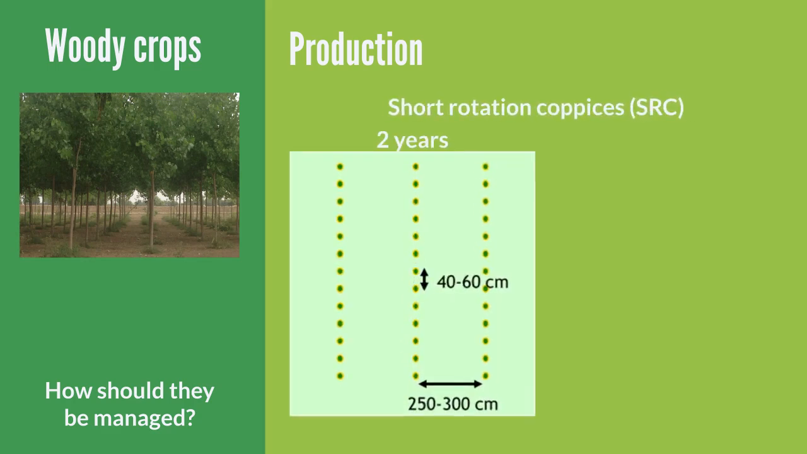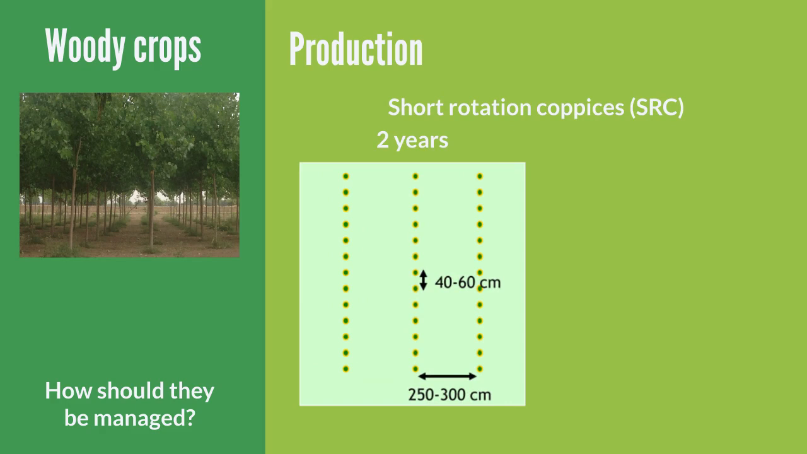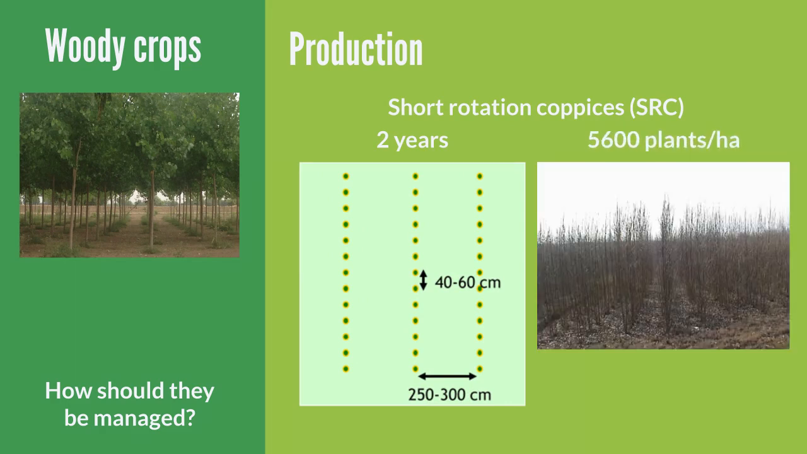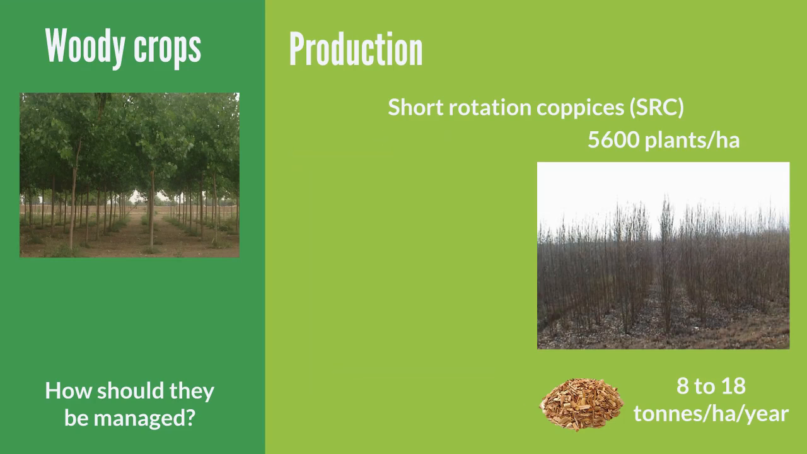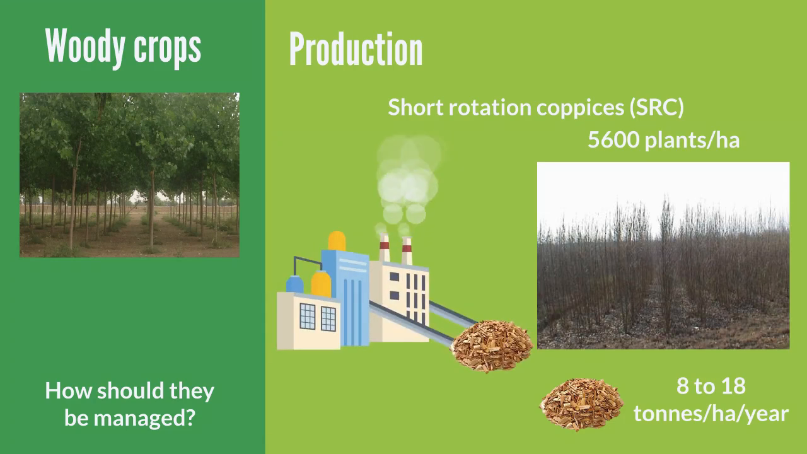Short rotation lasts typically for 2 years. The most common cultivation system involves a very high planting density of about 5,600 plants per hectare and biennial shifts. Short rotation coppices can supply large quantities of biomass per hectare per year. As reference, a plantation can yield from 8 to 18 tons of dry wood chip per hectare per year. A power station requires around 100 hectares of SRC for 1 megawatt of power capacity.